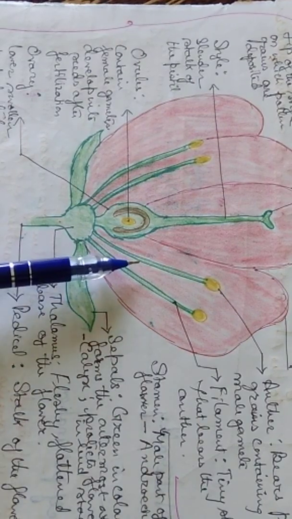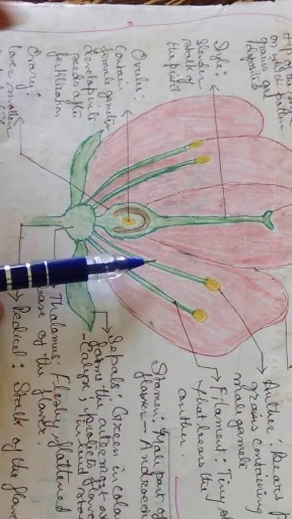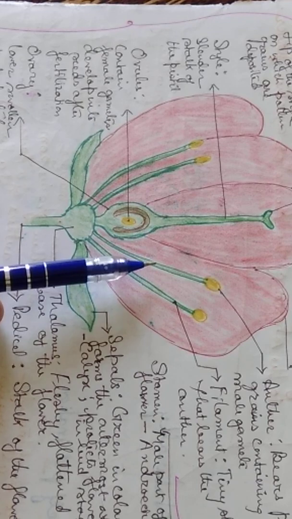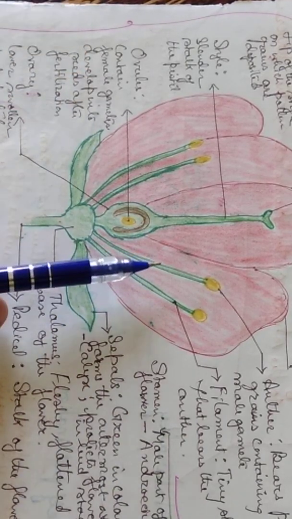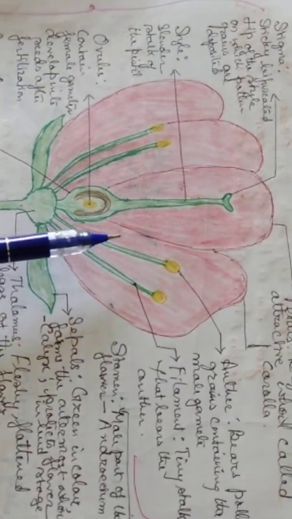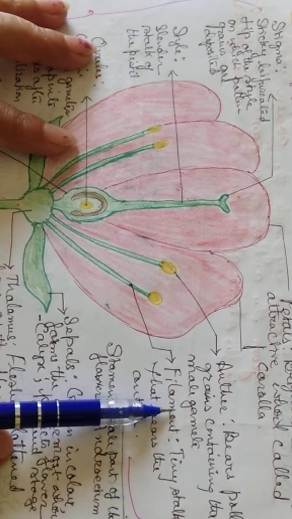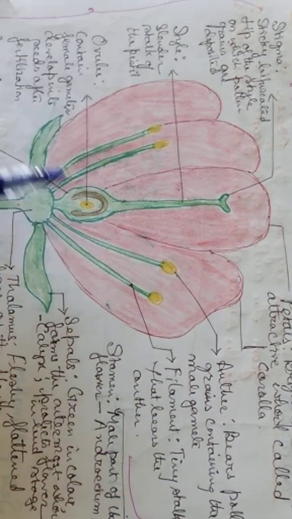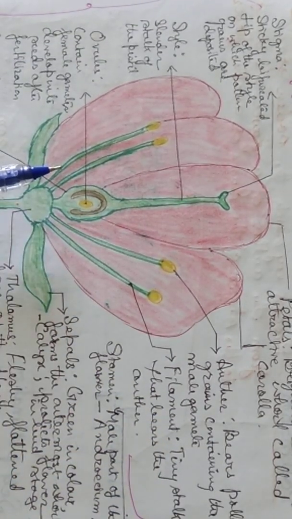Now we come to the third whorl, the stamen, or you can say the androecium. It is the male part of the flower. It contains two parts: the anther and the filament. The filament is the tiny stalk which bears the anther, and the anther bears the pollen grains, which contain the male gamete.